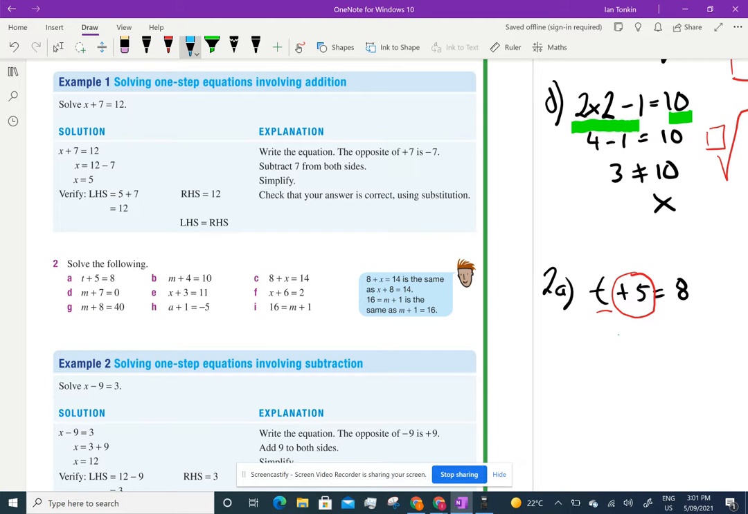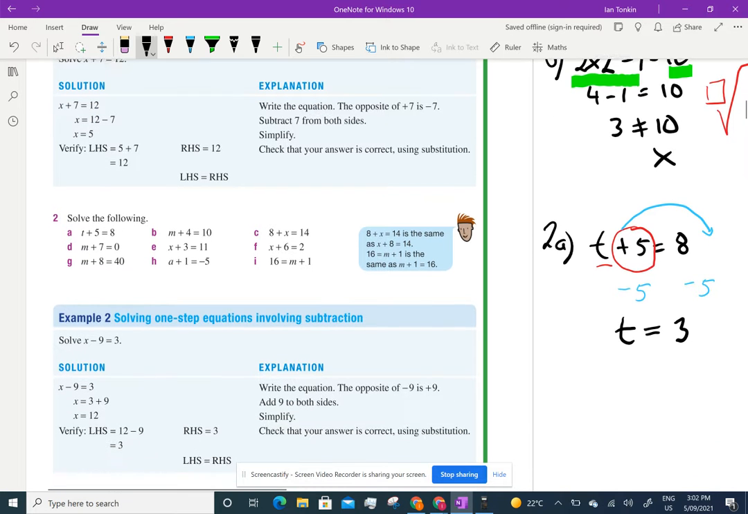Now, some people like to go, oh, well, minus 5 there and we'll minus 5 there. Some people just say, oh, take that 5 over there and minus it. I don't mind which method you use. But if you minus 5, that'll leave the t. You've taken it off. So taking the pads off, taking the shoes off. And 8 minus 5 is 3. And all of a sudden, bang, we've got our answer.